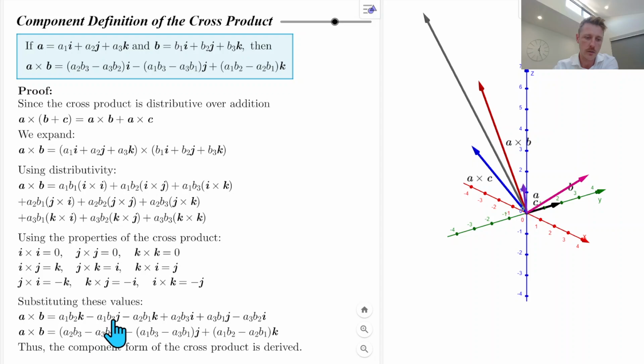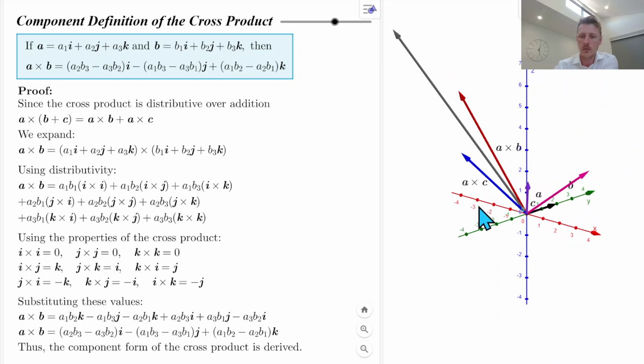A1B2K minus A1B3J minus A2B1K plus A2B3I plus A3B1J minus A3B2I. Collect the relevant terms and take out the components as factors, and then we've proven the component form of the cross product. It takes this form. So reasonably confusing stuff, I think, but interesting nonetheless.